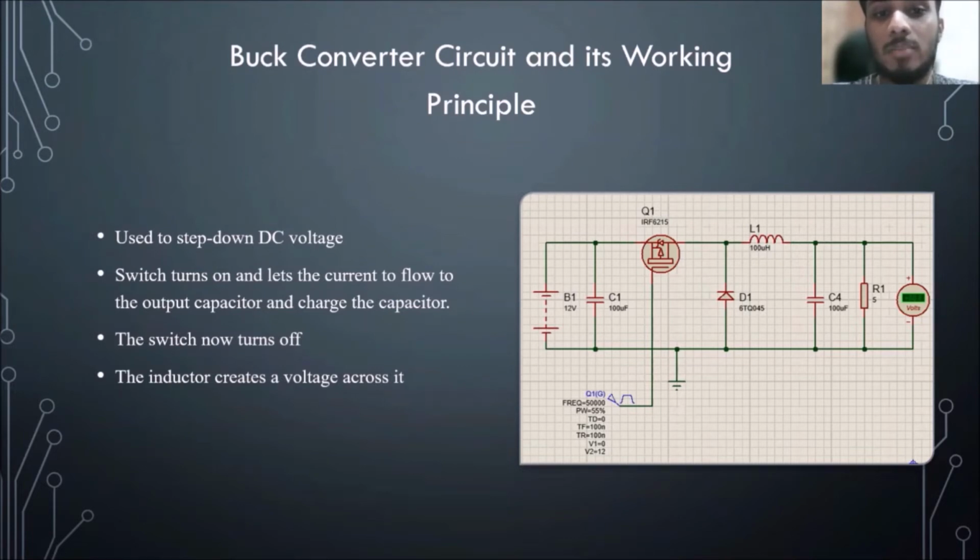Based on the figure, the working principle of a buck converter can be branched into a few steps. First, the switch turns on and lets the current flow to the output capacitor and charge the capacitor. Since the voltage across the capacitor cannot rise instantly, and since the inductor limits the charging current, the voltage across the capacitor during the switching signal is not the full voltage of the power source. Next, the switch turns off. Since the current in an inductor cannot change suddenly, the inductor creates a voltage across it.